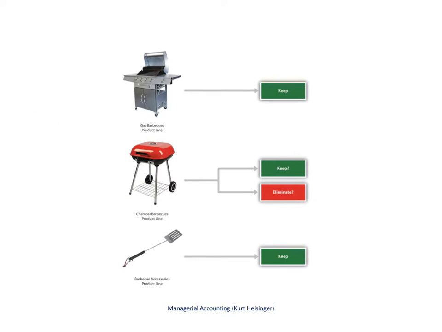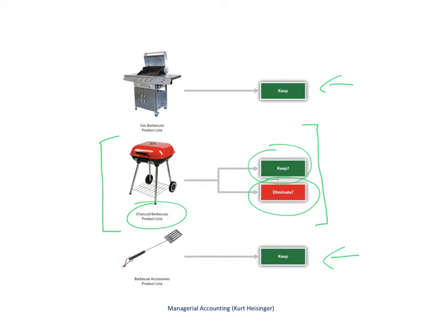So right in the middle of this slide is where you will see the decision that we are looking at. And we're going to use differential analysis to figure out whether to keep or to eliminate the charcoal barbecue product line. We're going to keep the gas barbecues and we're going to keep the accessories. Those aren't the issue right now. The issue is really with this right here, the charcoal barbecue.